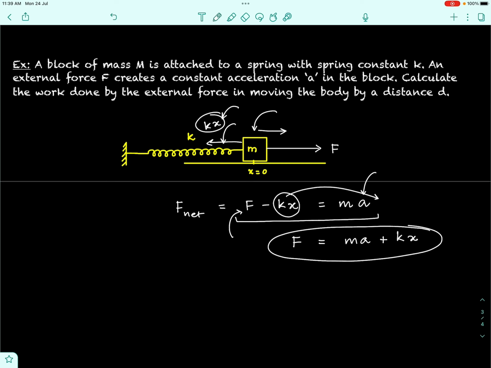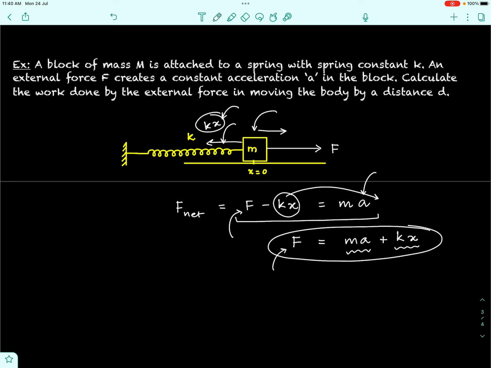We are understanding here that the external force F acting on the block is not a constant force. It is given by ma, which will be constant for a given A, but kx is constantly changing as the block moves towards right. So this force F acting on the block is not a constant force. It's a force which is increasing continuously as the block is undergoing a displacement towards right.